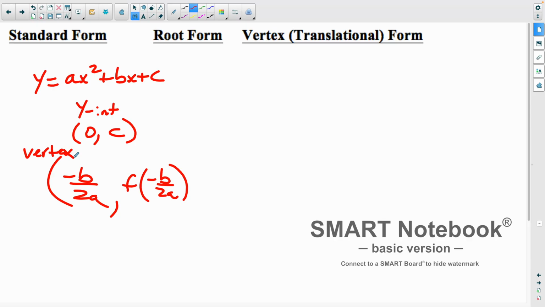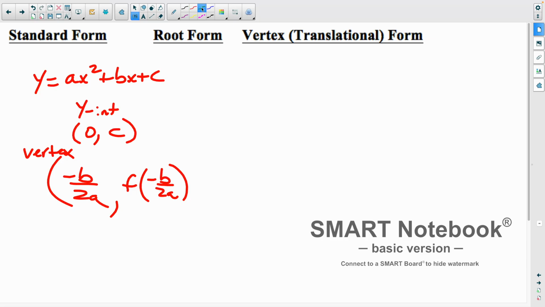If I wanted to find my roots, what would we have to do to find the roots here? What have we been doing the last couple of days? Okay, plug in 0 for y. Hopefully it factors. If it doesn't factor, I can use the quadratic formula. I can complete the square. So those are the things that we're doing to find the roots. Okay? All right. Going to the next.